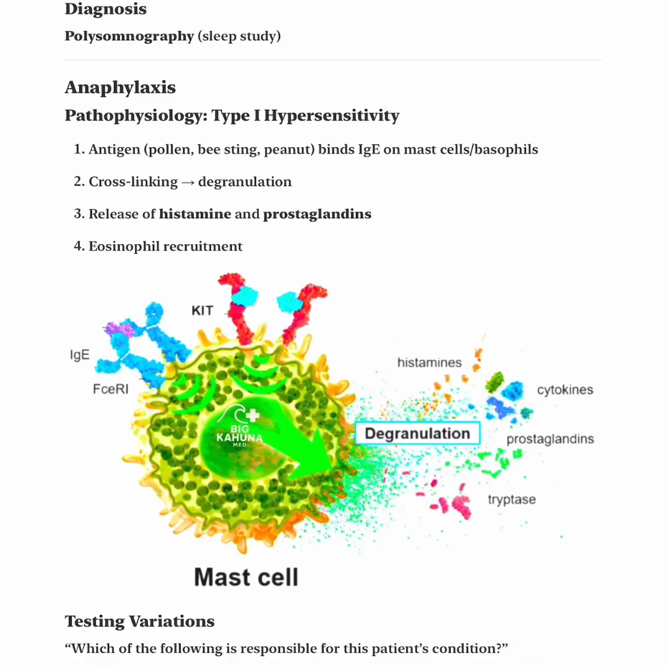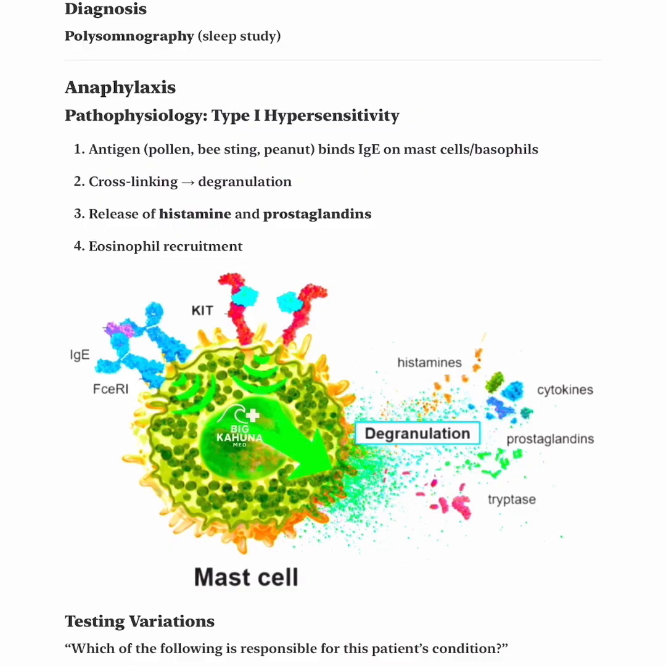Next up, we've got anaphylaxis. So this is type 1 hypersensitivity. Here we have an antigen such as pollen, bee sting, or peanut. They can all bind to the IgE on mast cells and basophils. This causes cross-linking, which results in degranulation. Here the release of histamine and prostaglandins occurs, and therefore this results in eosinophil recruitment.